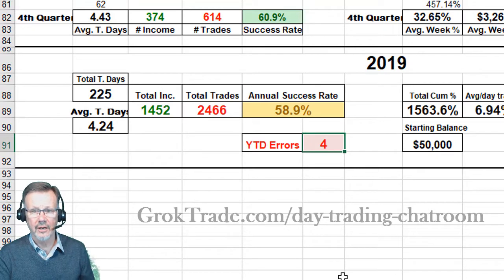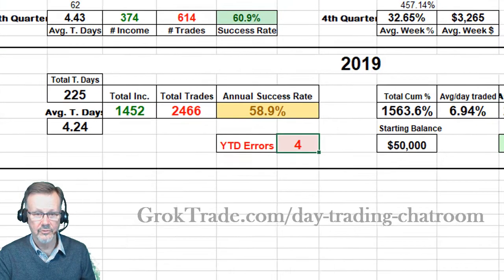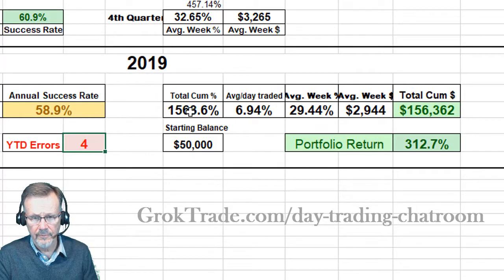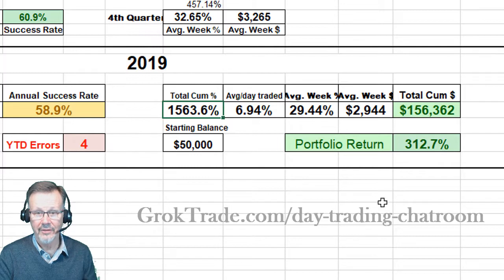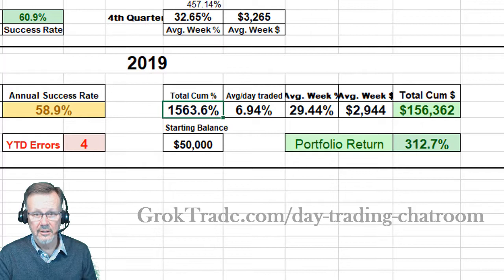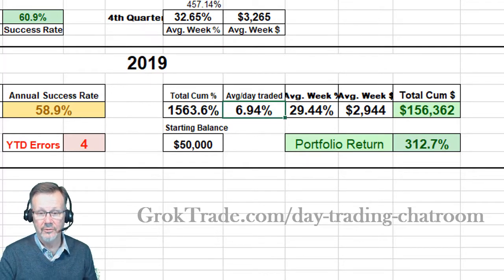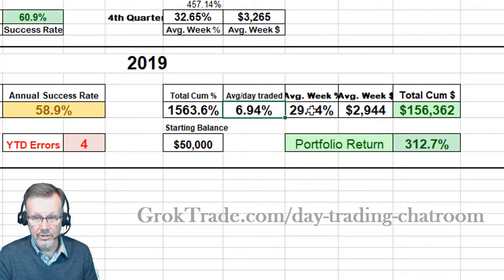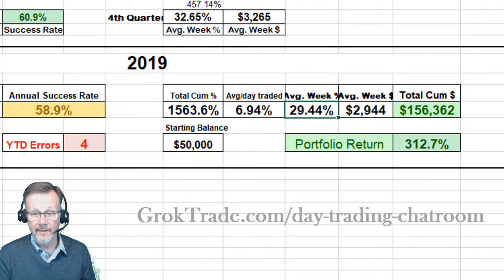All right, let's go over here to the dollar size, this dollar sign part. Wow, wow, wow. The cumulative for the percentages here, when you add them all up, was 1,563%. So on an average day, I was making 6.9%. Average week, just above 29%, which is about $2,900 per week on average. Again, our target was 25, and we're over that target.